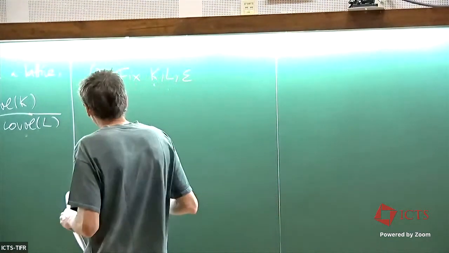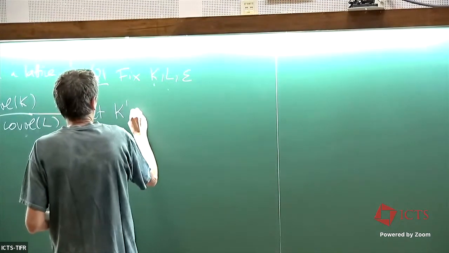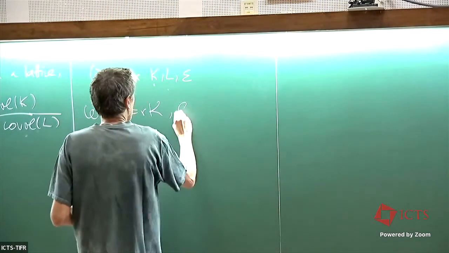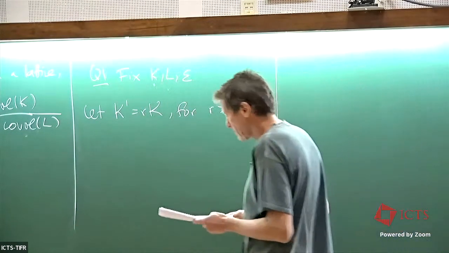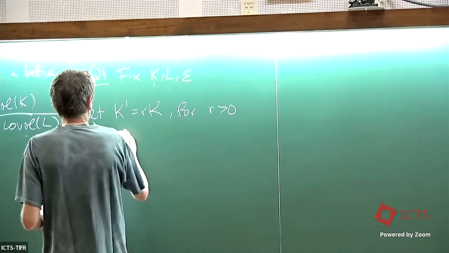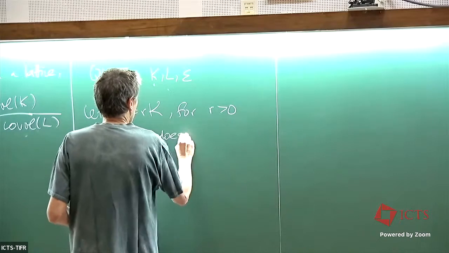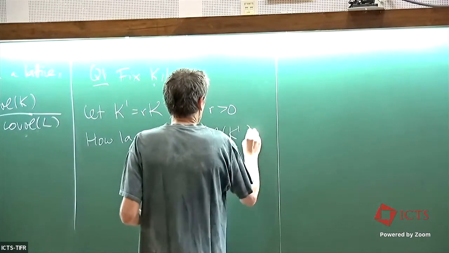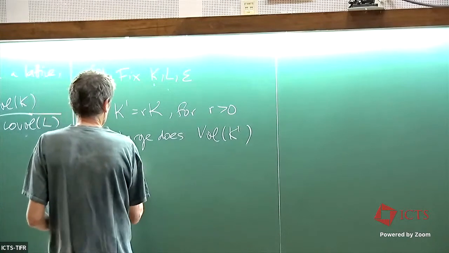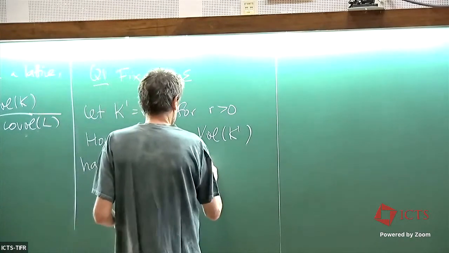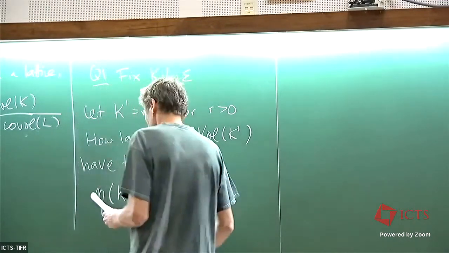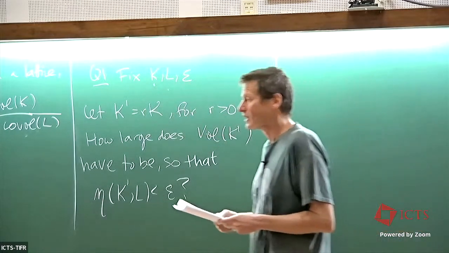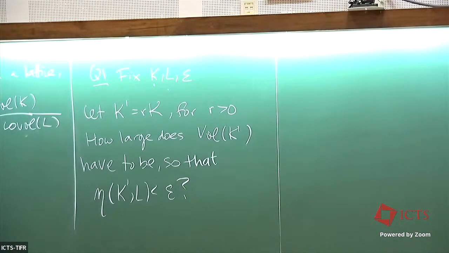So I'm going to formulate it precisely. Let k prime be a dilation of k by some parameter r. And the question is, how large does the volume of this dilate have to be so that the smoothness is less than epsilon? So I'll show you some pictures just to make sure we're all on the same page. So can we lower the screen, please?